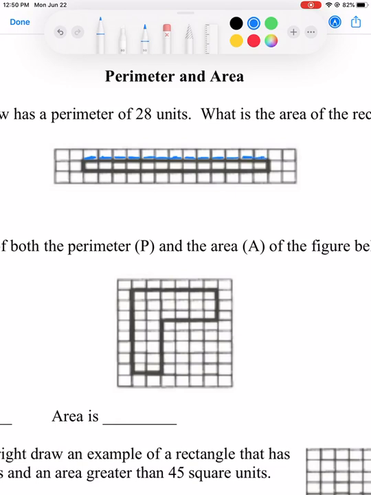Okay, so I have 1, 2, 3, 4, 5, 6, 7, 8, 9, 10, 11, 12, 13 on the top. Since it's a rectangle, the lengths on the top and the bottom will be the same. So I have 13 on top, 1 on the side, 13 on the bottom. I'm outlining the perimeter. Okay, there's 13 and another one on the side.